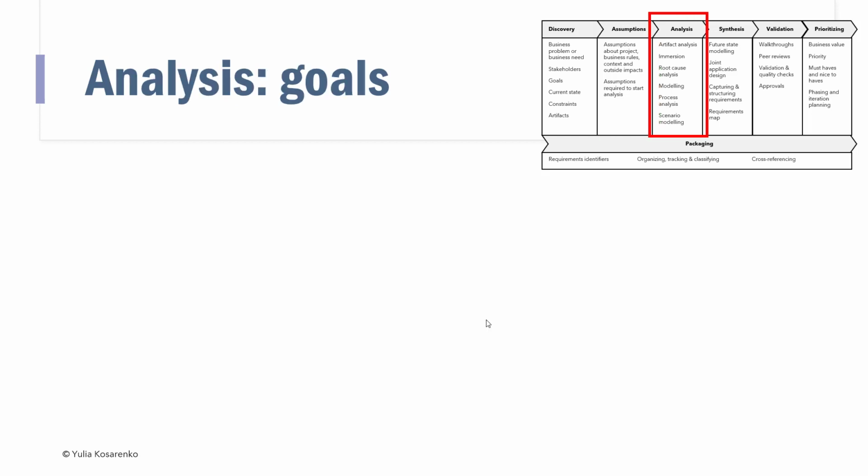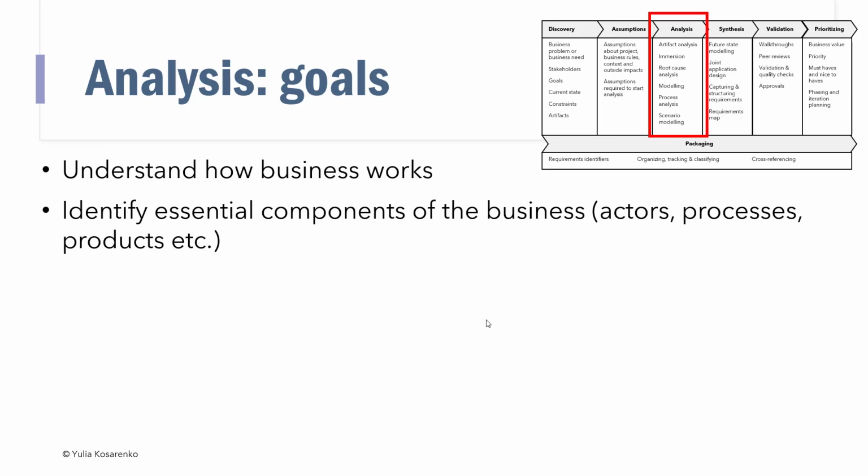Now we are moving on to the actual analysis activities. This is where we've collected all that information during the discovery and we start to analyze it. Of course, we're analyzing as we go, but here is where we really focus on breaking it down and trying to understand everything before we can figure out solutions. So we want to understand how the business works in more detail. We want to identify essential components of the business: actors, processes, products, departments, roles, all of those building blocks that you need to understand, and you understand the relationship between them.